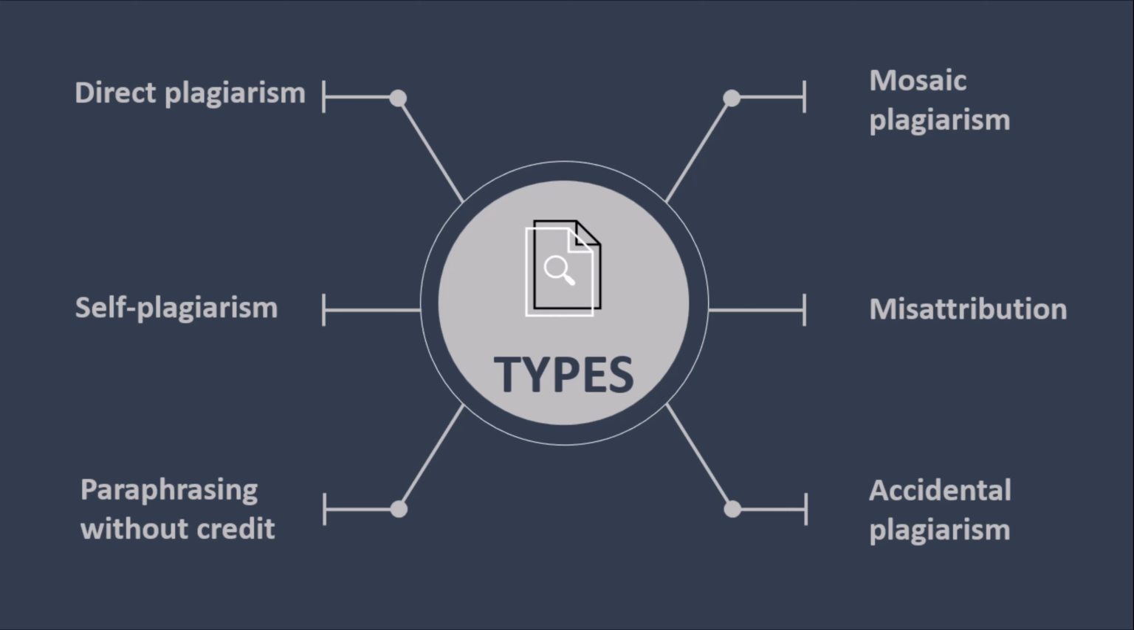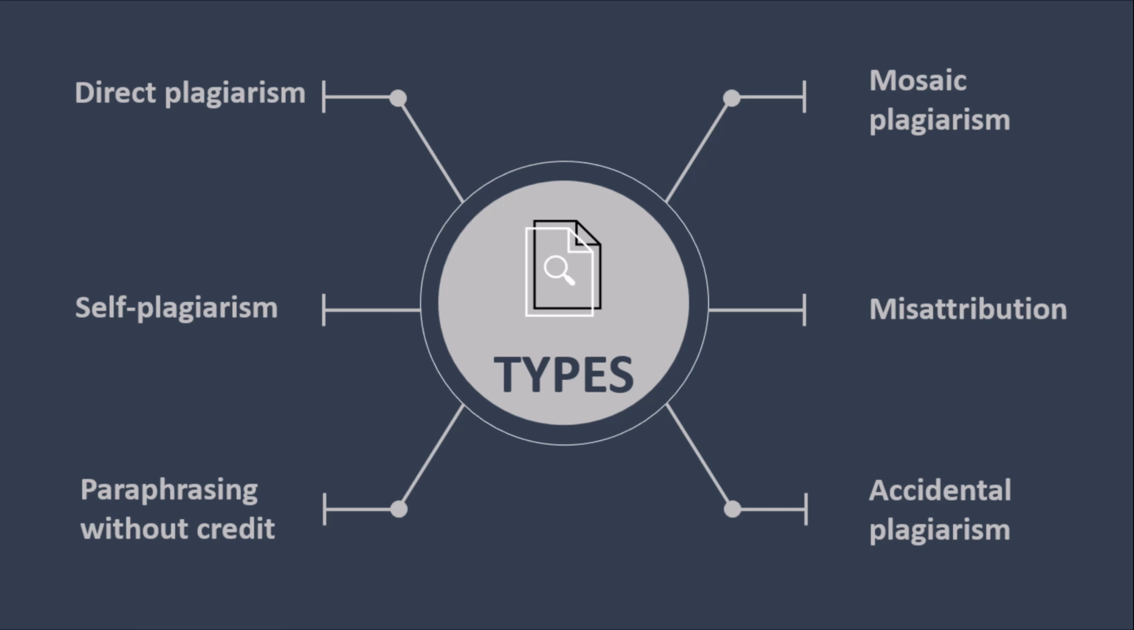We have misattribution. For example, let's say I'm reading two articles. Two articles are probably closely related and this is saying something and this is saying something else. And then I am citing what Mr. A is saying in Mr. B's work, and I'm citing what Mr. B is saying in Mr. A's work. That is misattribution and it is also a form of plagiarism.